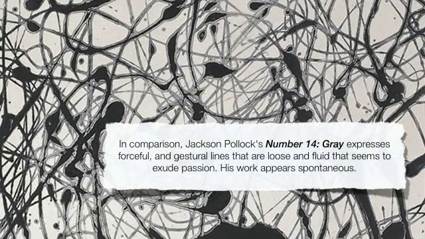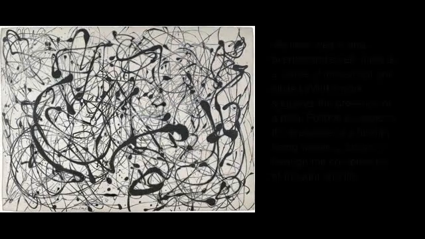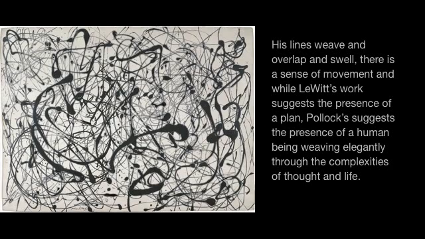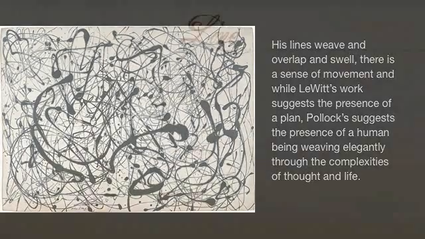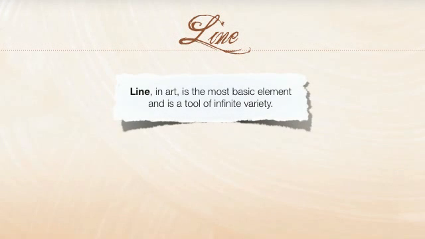In comparison, Jackson Pollock's No. 14 Gray expresses forceful and gestural lines that are loose and fluid, that seem to exude passion. His work appears spontaneous. His lines weave and overlap and swell. There is a sense of movement. LeWitt's work suggests the presence of a plan. Pollock suggests the presence of a human being weaving elegantly through the complexities of thought and life. Line in art is the most basic element and is a tool for infinite variety.